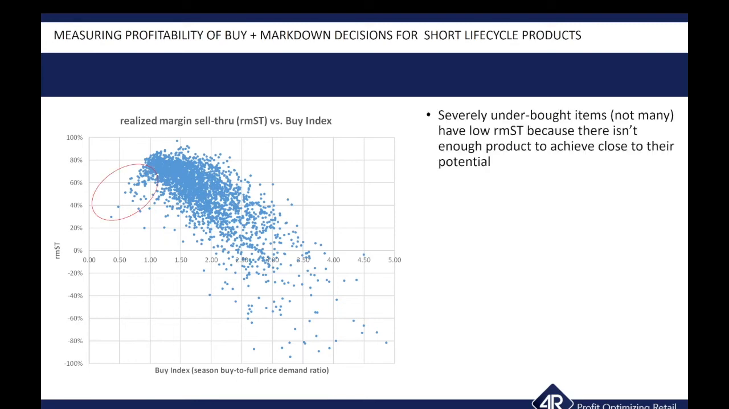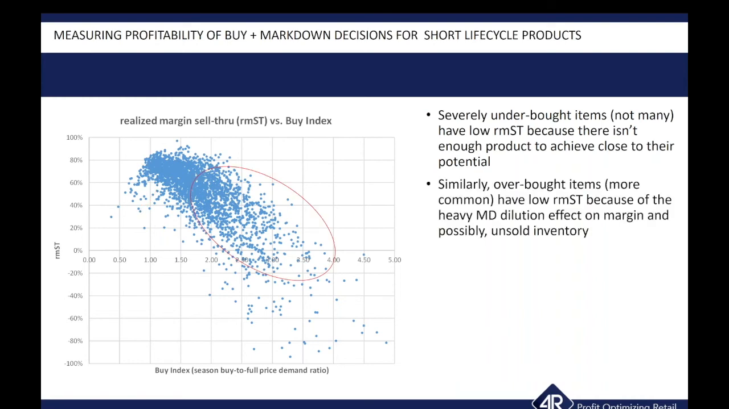So a couple of points to note about this chart. Here, to the left, the realized margin sell-through is relatively low, because even though we did well, we probably sold at full retail and we sold out, but we could have sold more had we bought more. So this is a little bit of an indictment of the buy being too tight and leaving money on the table with respect to what the potential capture margin is.